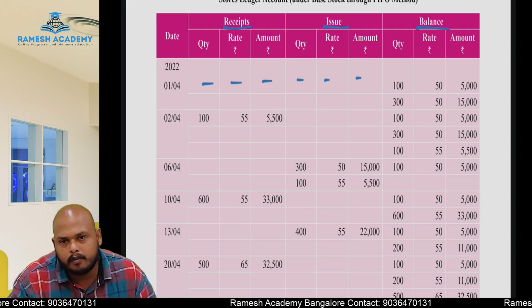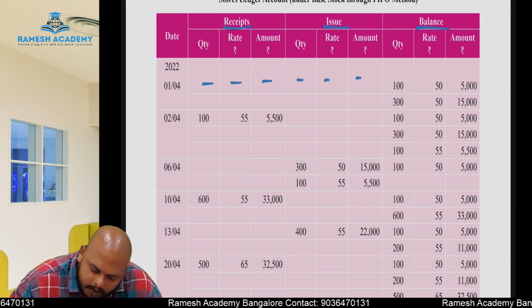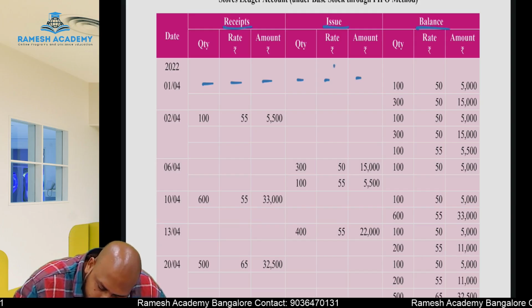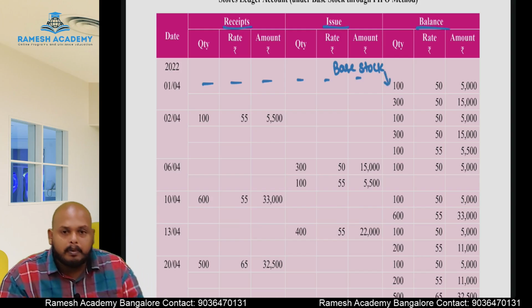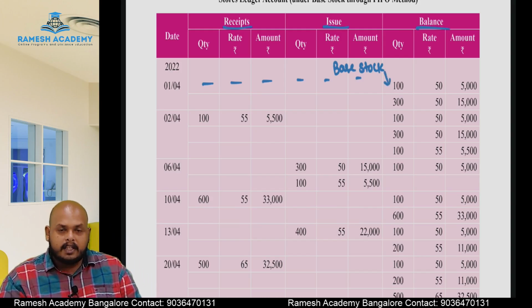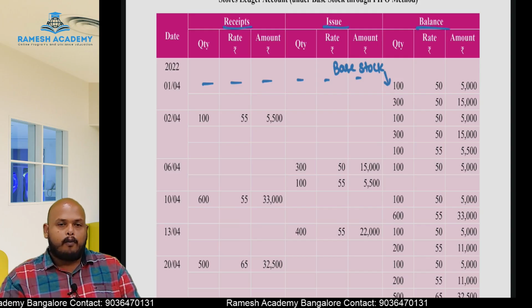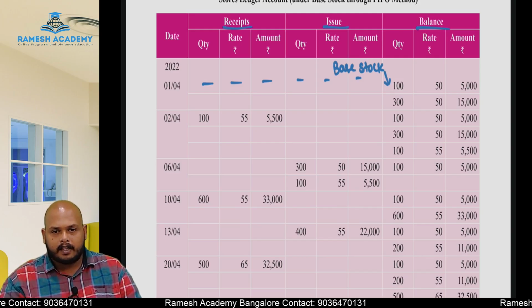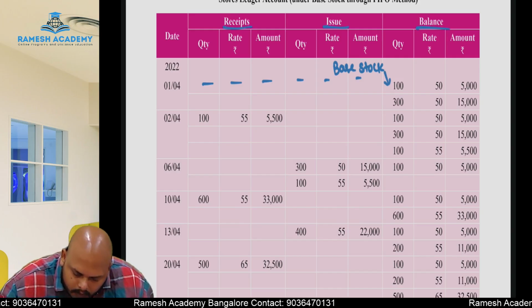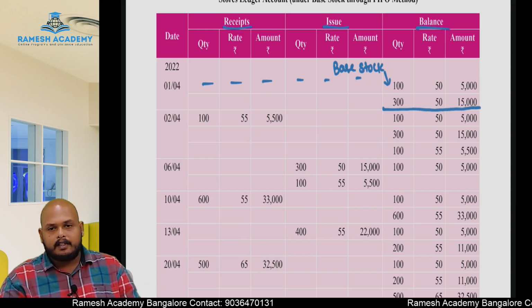So he asked us to maintain a base stock. How much? 100 units. Base stock 100 units. What is the rate? 50. So 100 into 50 is 5,000. And the opening balance he gave is 400. 400 minus 100 remaining is 300. 300 into 50 is 15,000. So 1st April is finished.